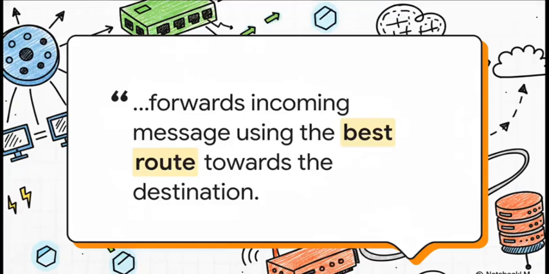It doesn't just pass information along, it is constantly calculating the fastest, most efficient path for your data to travel across the insanely complex web of the internet. It's basically the master navigator for our digital lives.